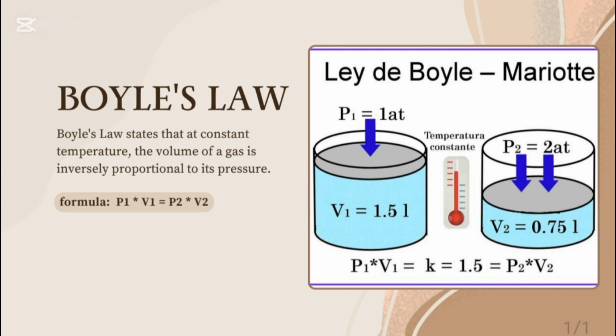Boyle's law states that at constant temperature, the volume of a gas is inversely proportional to its pressure. Its formula is first pressure times first volume equals second pressure times second volume. In respiration, when thoracic volume increases, pressure in the lungs decreases, allowing inhalation.